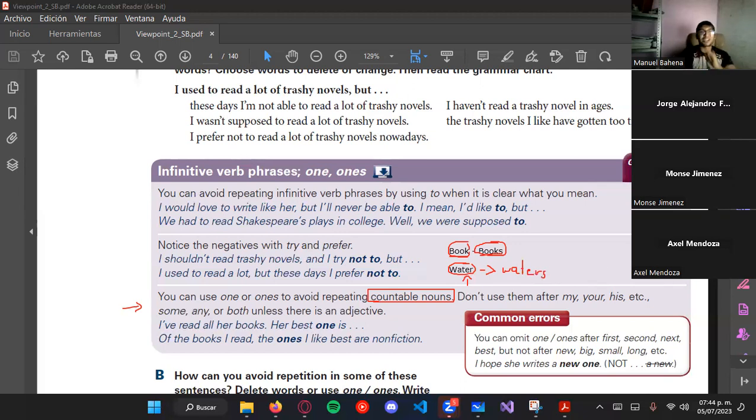Y pasa mucho ese choque con el español. Because, for example, have you heard this phrase? ¿Han escuchado esta frase? Tráeme 2 aguas de la tienda. Have you heard it? ¿La han escuchado antes? Yes, right? Es común. It's very common. Tráeme 2 leches. Tráeme 5 leches. Right? Yes? Have you heard it? ¿Lo han escuchado?